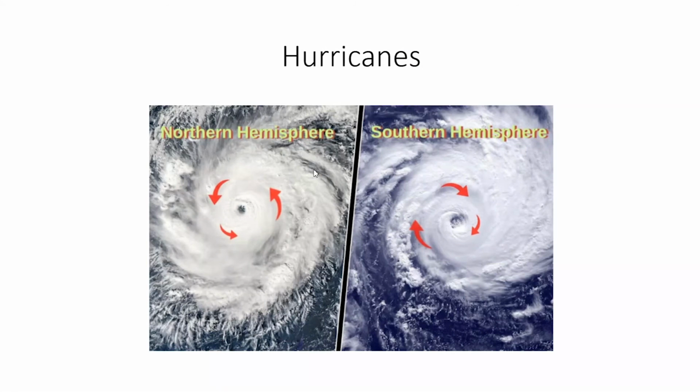So you can see these two photographs. These are hurricanes. This is in the northern hemisphere. This is in the southern hemisphere. And in the northern hemisphere, the circulation is taking place in counterclockwise direction, whereas in the southern hemisphere, the circulation is taking place in clockwise direction.